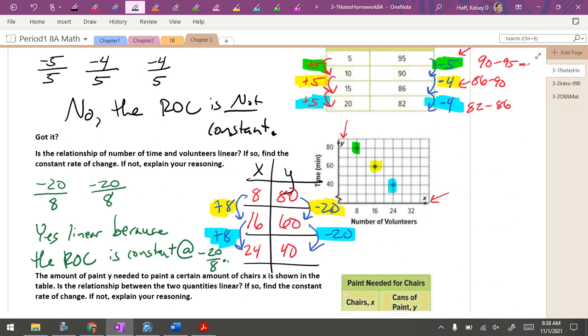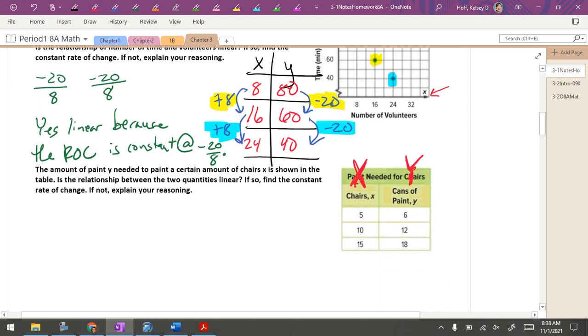Linear means it's a line. Rate of change is constant. It's the same. Both of these are the same fraction. I want you to try the next one totally on your own. X is chairs, Y is paint. Determine if that is linear. Same exact process as you did right here. Everybody do it here.